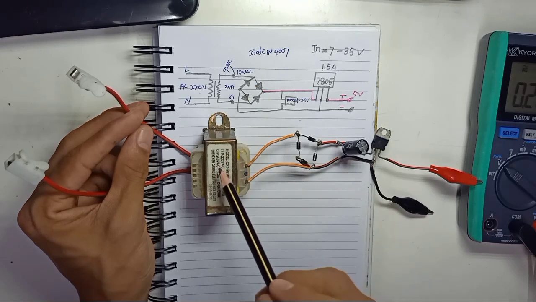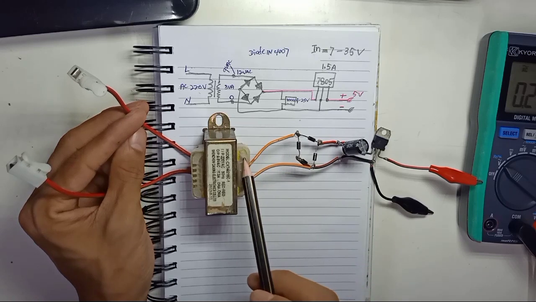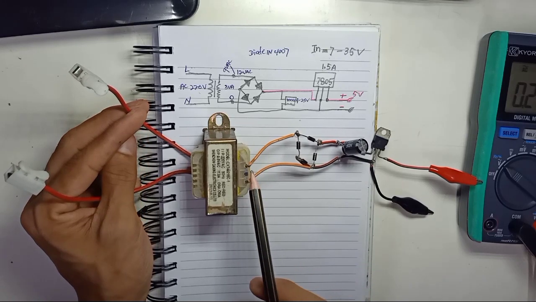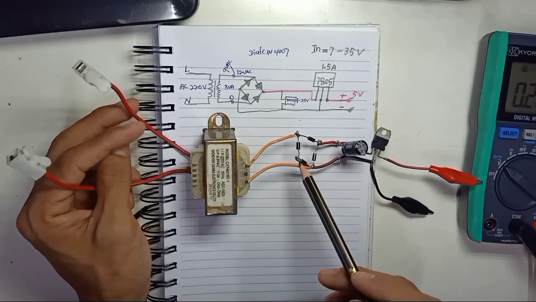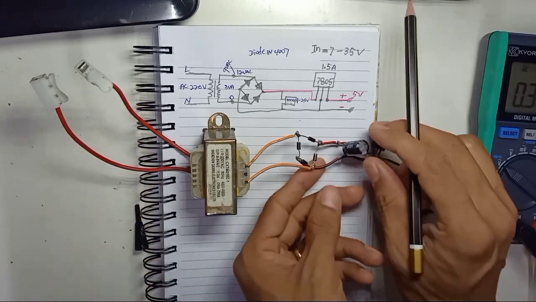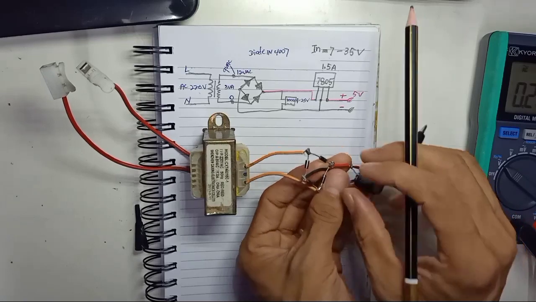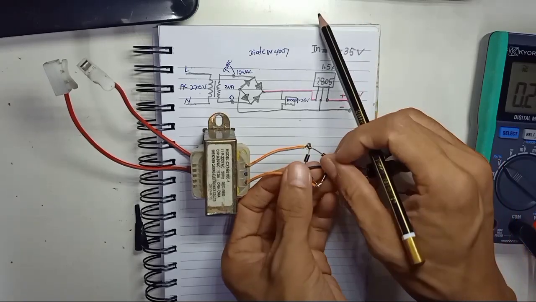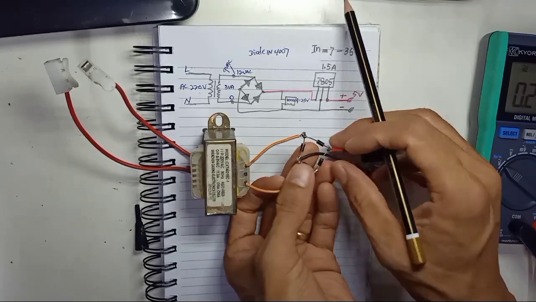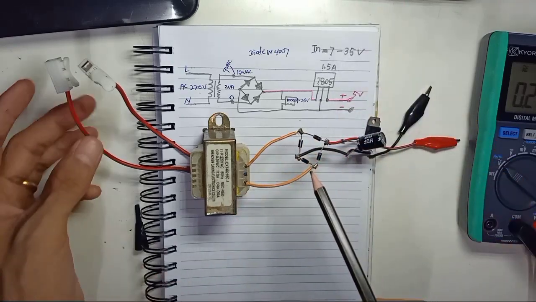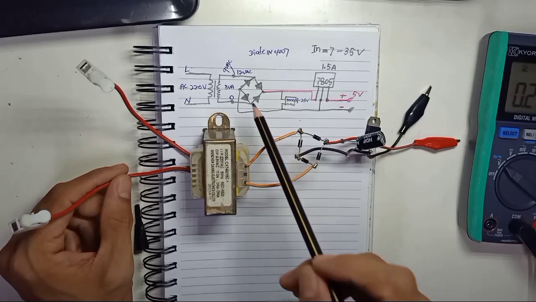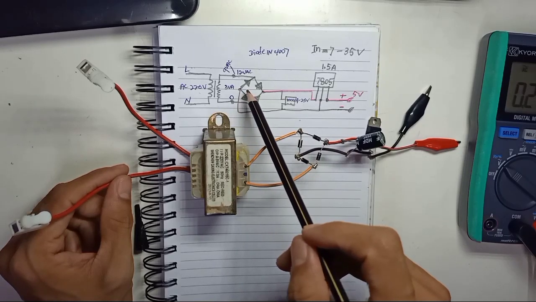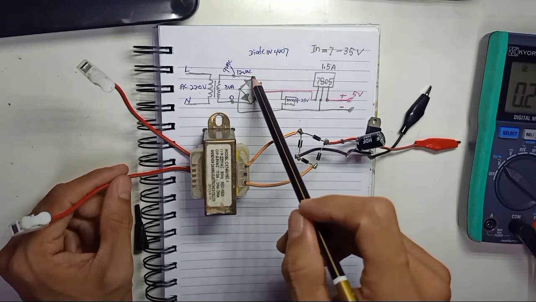Right here my transformer is 9 volt, and it is coming out as 9 volt AC. Once the AC comes out, I'm using diodes. I already made one video on what a diode is, how to check it and how it works. The diode allows current to flow in only one direction.